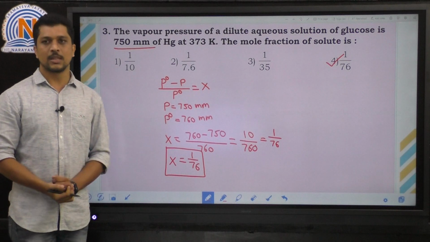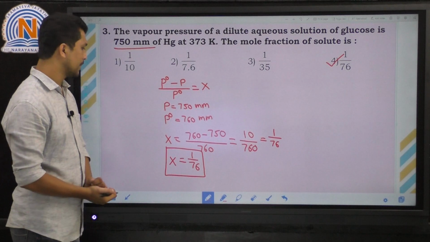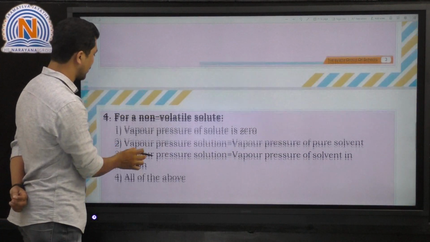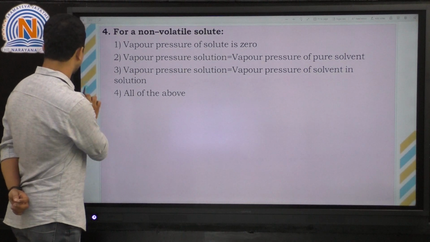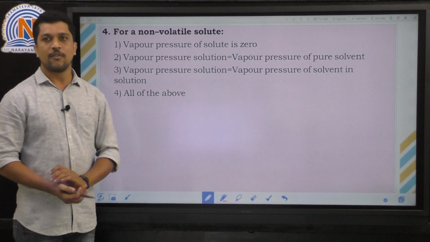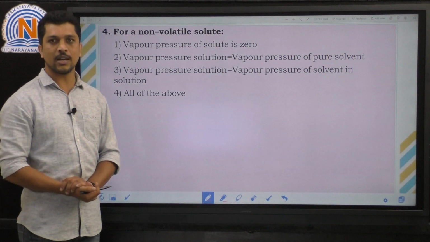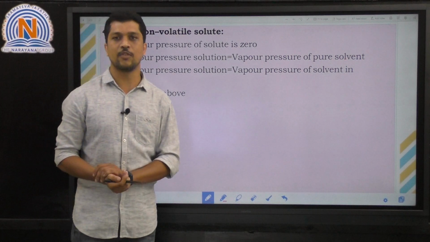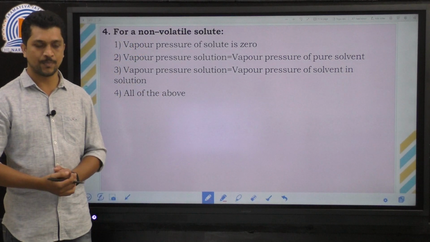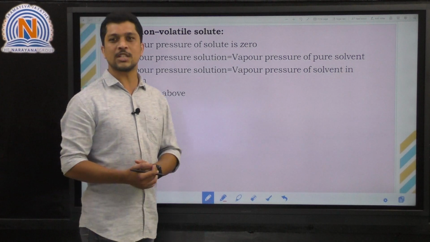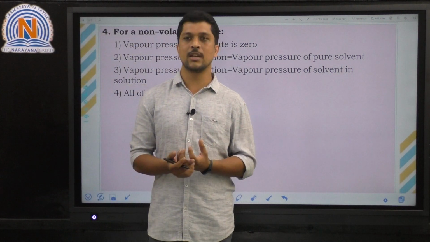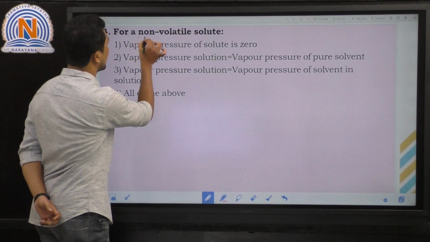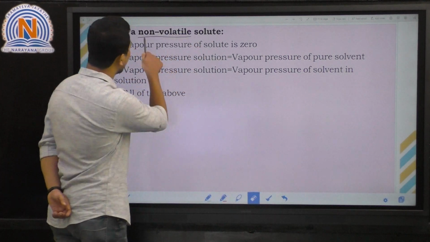Here is the solution for the third problem. Let's move on to the next question. So the question is, for a non-volatile solute, here they have given three statements. Which statement is correct for the non-volatile solute? First, let me explain what non-volatile means. Non-volatile means which cannot be evaporated.